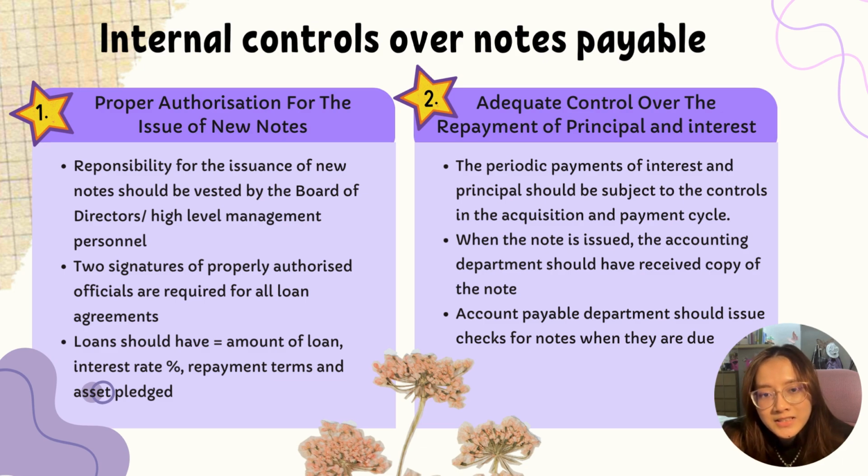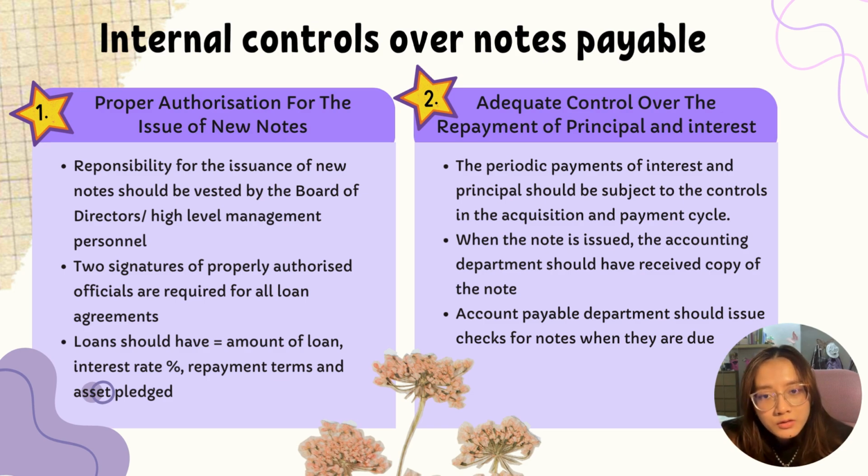For the summary of this point, proper authorization for issuing new notes payable involves ensuring that the authority to approve such a significant financial decision is vested in the company's board of directors or senior management. Requiring dual signatures from authorized officials enhances security and accountability. Additionally, having detailed loan agreements that specify the loan amount, interest rate, repayment terms, and any pledged assets ensures transparency and facilitates proper financial management. These measures collectively help in maintaining the integrity and accuracy of the company's financial dealings and reporting.